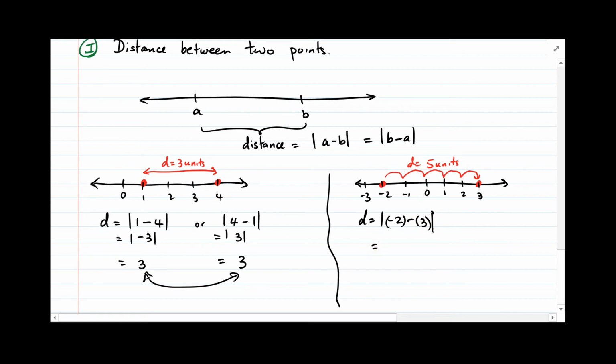If I put them in one order, I get the absolute value of -5, which is 5. Or if I put them with 3, the final endpoint, minus the initial or lower endpoint, I would have 3 minus -2. Watching my signs, 3 plus 2, we end up with the absolute value of 5, which is 5.